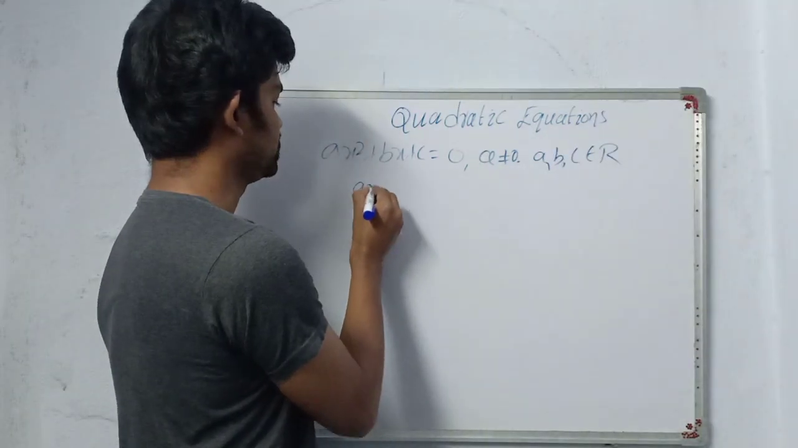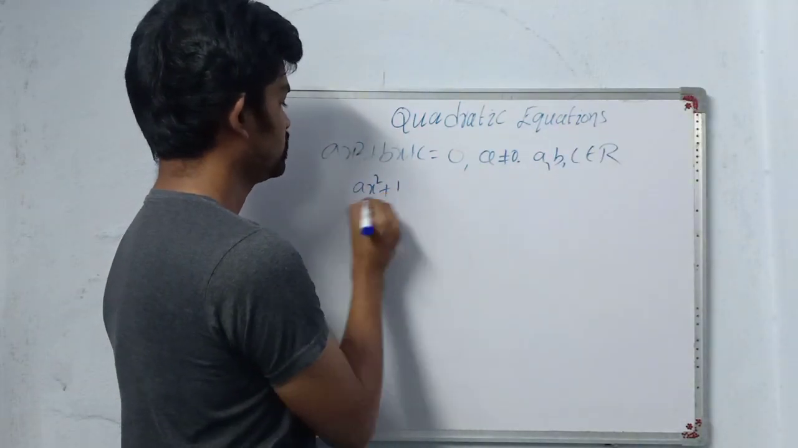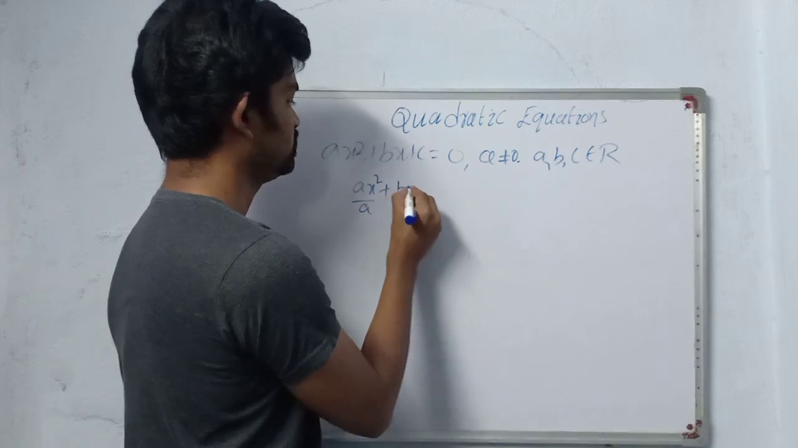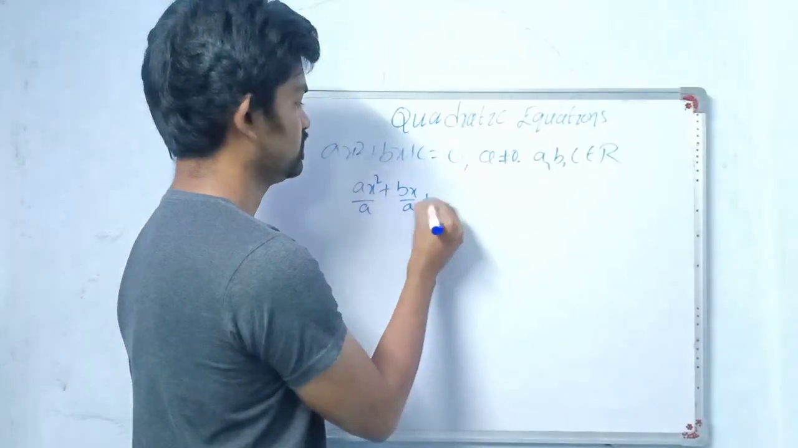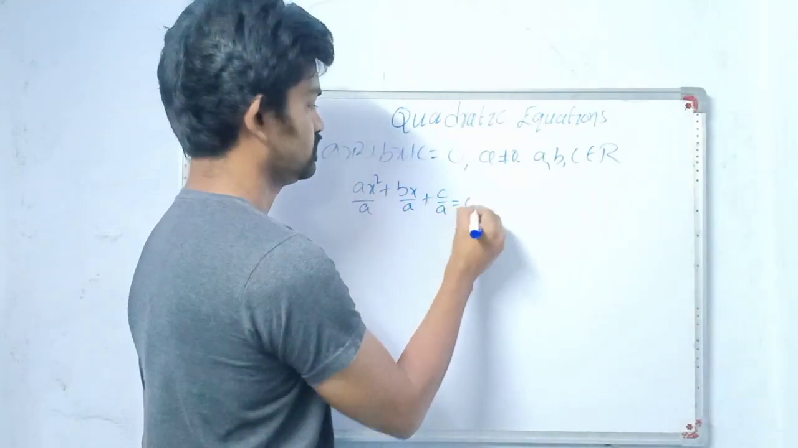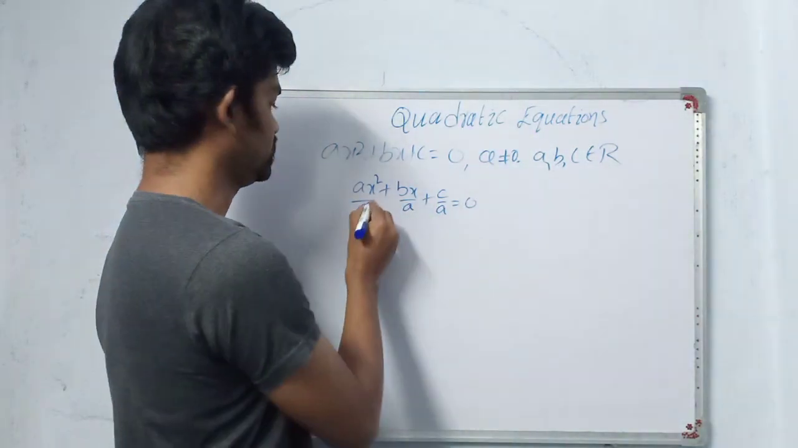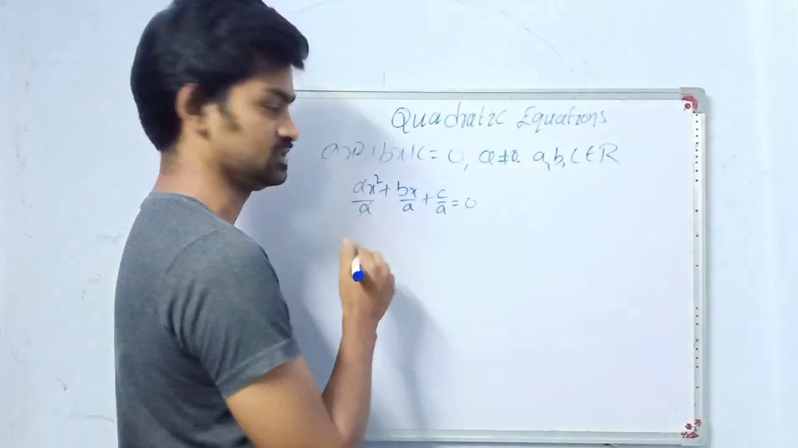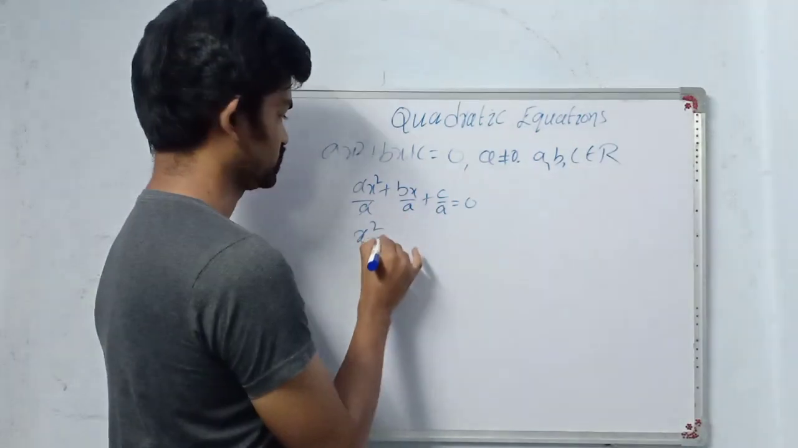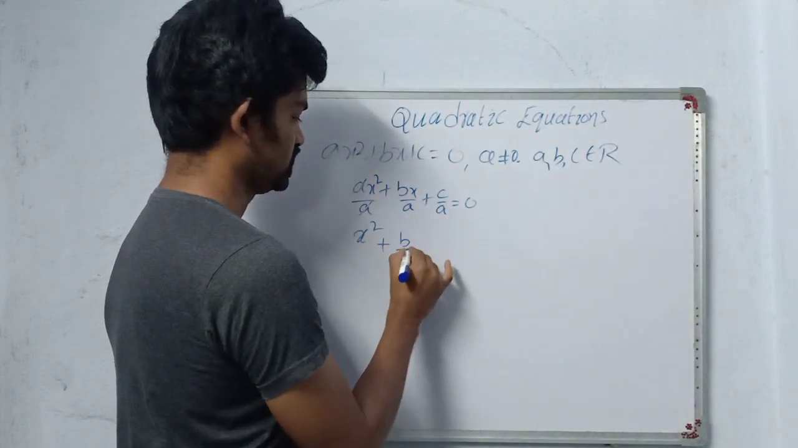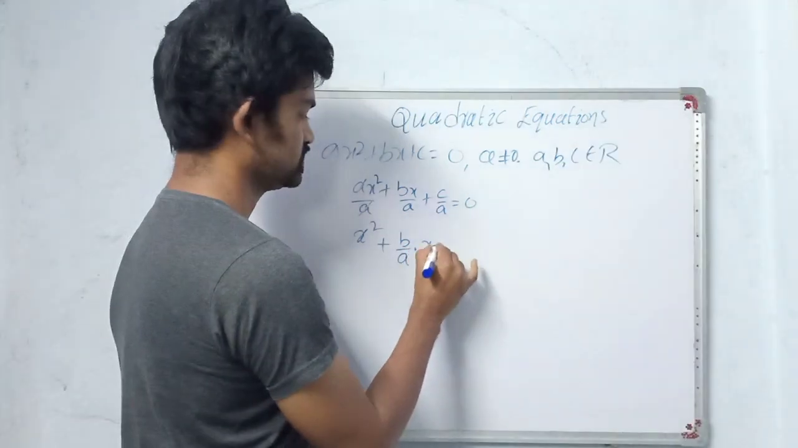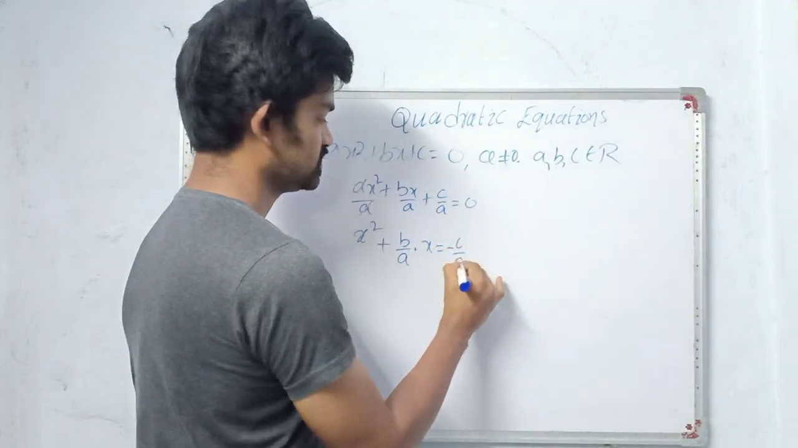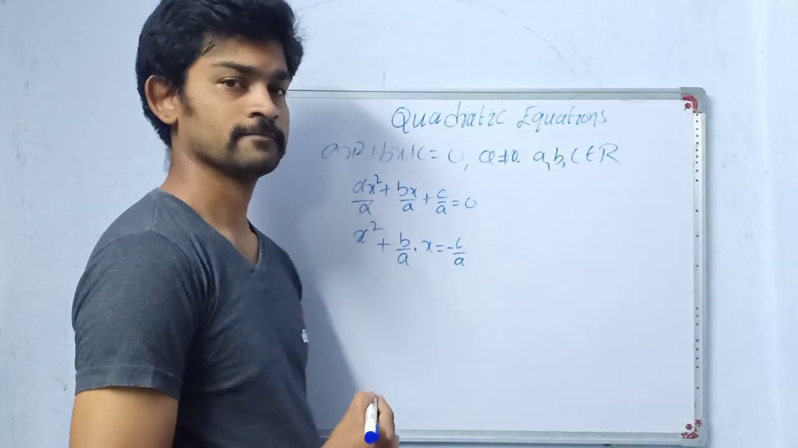If you divide by a, each term you have to divide by a. Now here a gets cancelled. Send this c by a to the other side. So x square plus b by a into x is equal to minus c by a.